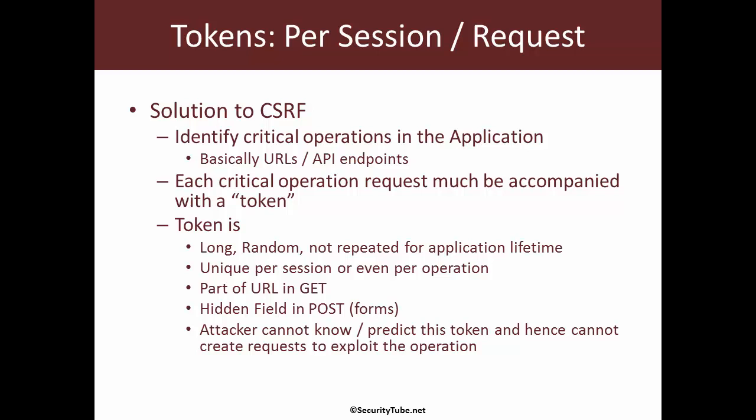Now, what are tokens? Really long random values which accompany every session or maybe even every request, and ideally should not be repeated for the entire application's lifetime, right? So how do we go about using these totally random tokens? Now, the way developers implement token protection to mitigate CSRF is first to identify all the critical operations in an application. Now, by this we mean the different URLs where GET, POST requests are hitting, API endpoints and whatnot, right? Now, for every such critical operation, the application expects that the token must accompany the request, right?